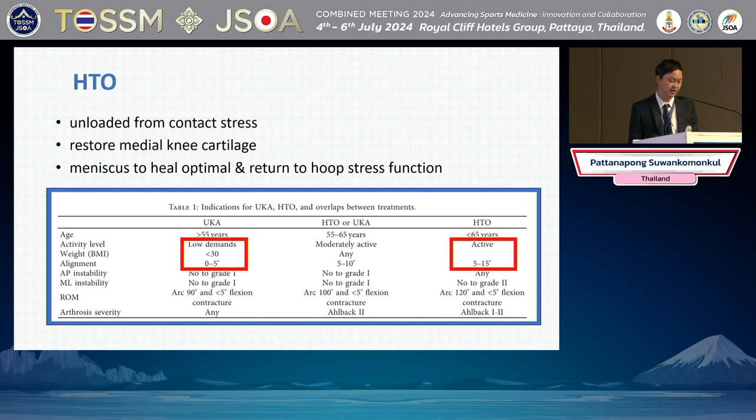So how about the HTO? The principle of HTO is to unload the contact side, that means unload the medial to lateral, to restore the medial cartilage and heal the meniscus also. So sometimes you maybe have some indication overlapping between HTO and UKA, but if there is a lot of cartilage problem and low demand, you can choose the UKA. On the opposite side, if active and a lot of valgus, you choose the HTO.